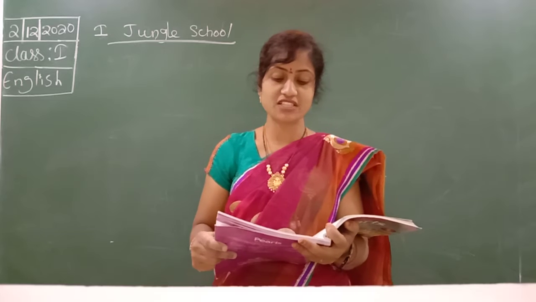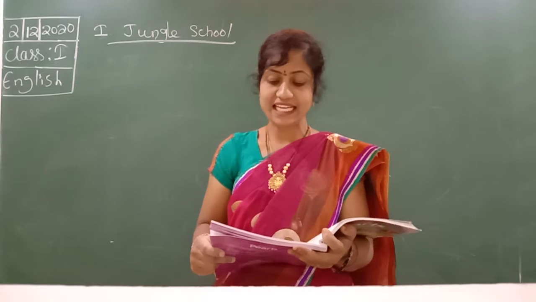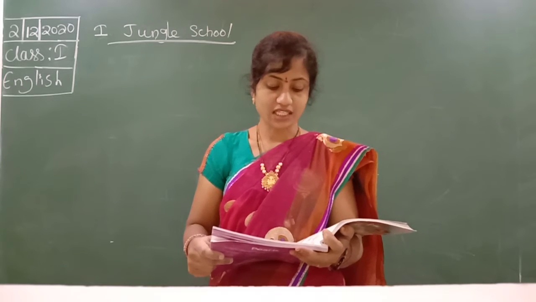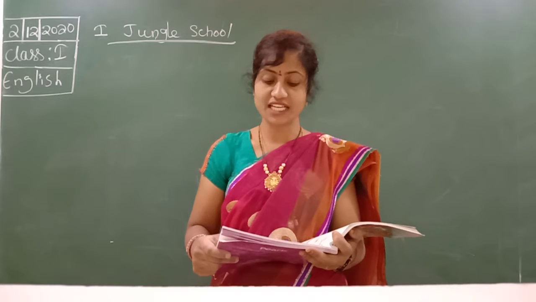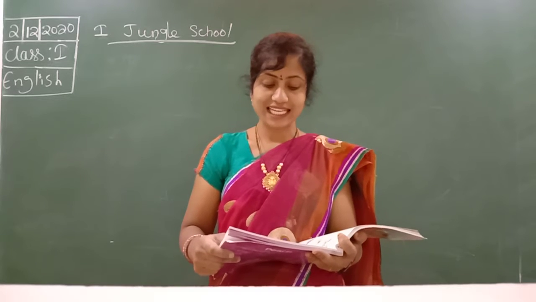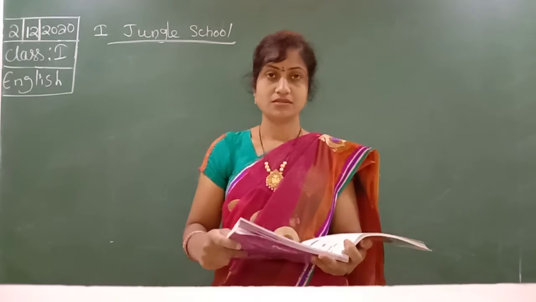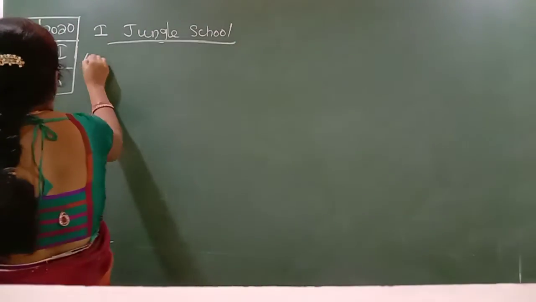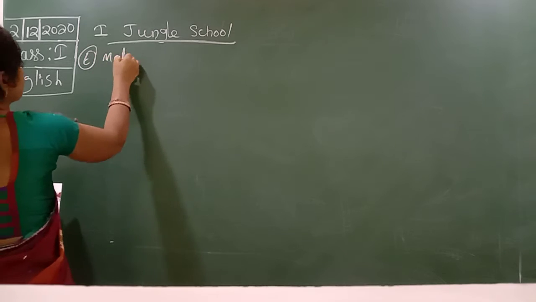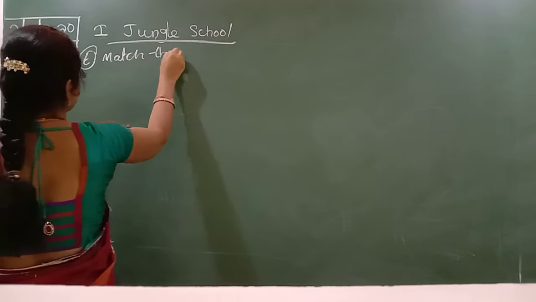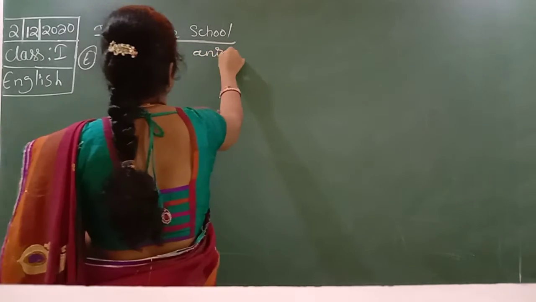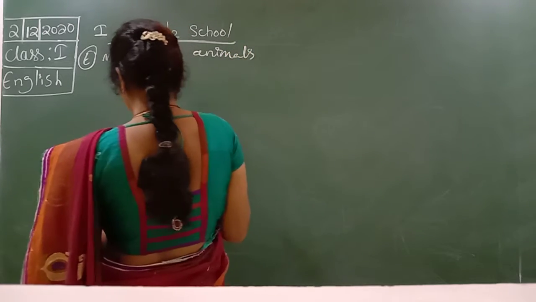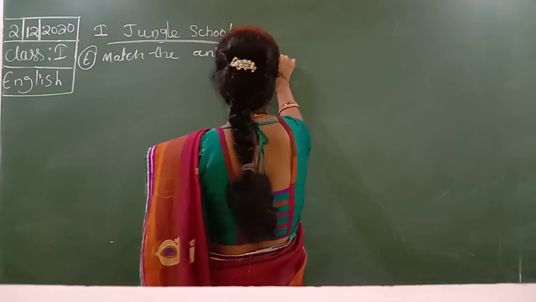Match the animals with their young ones. Okay. Deer, cow, duck, lion, cat; calf, kitten, fawn, duckling, cub. Wow. The babies' and mothers' names are given. Okay. Right on. Match the animals with their young ones.